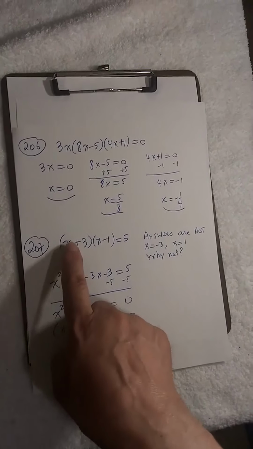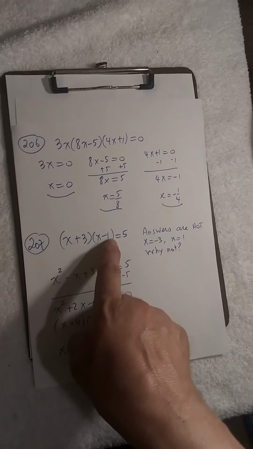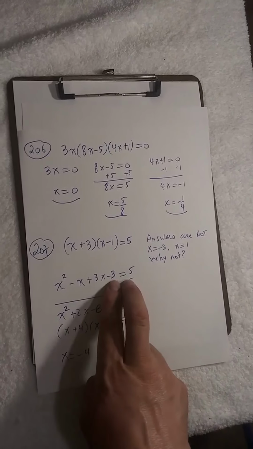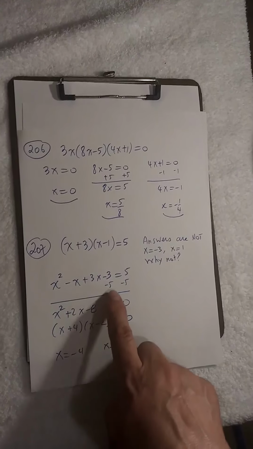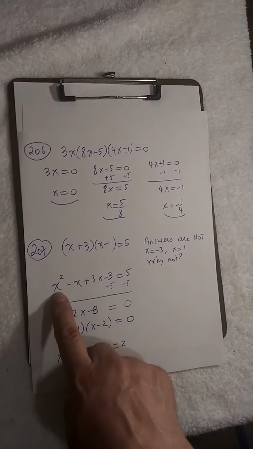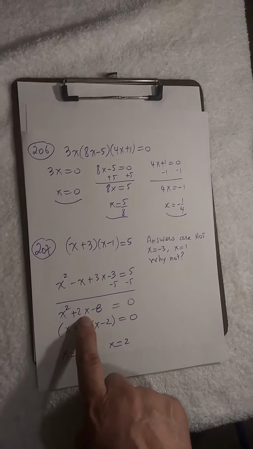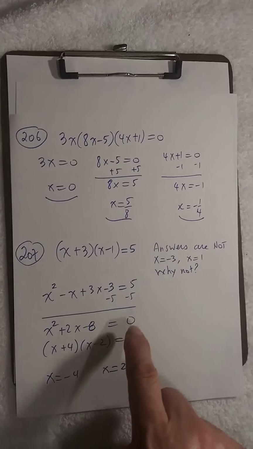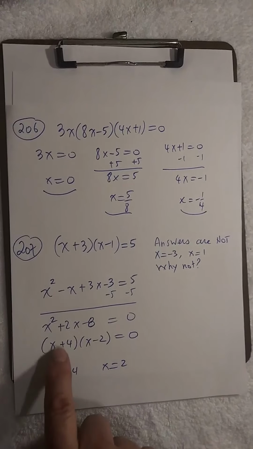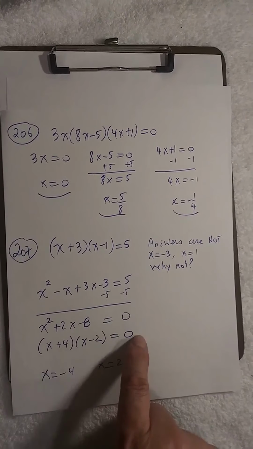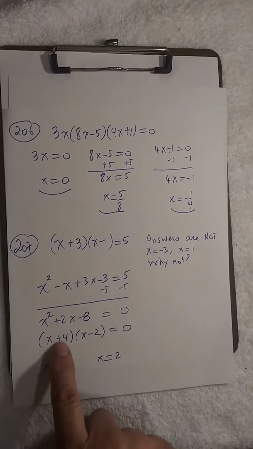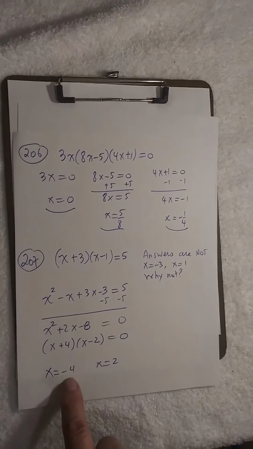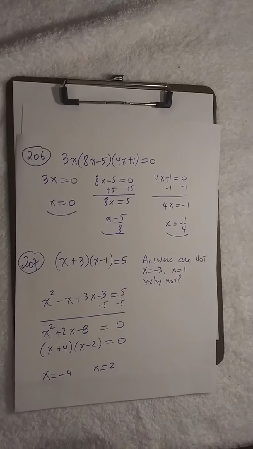So let's FOIL it. x times x is x squared. Minus x plus 3x plus 3 times minus 1, which is minus 3, equals 5. Subtract 5 from both sides. So x squared plus 3x minus x is plus 2x. Minus 3 minus 5 is minus 8, equals 0 on the right side. Factor this, so this will be x plus 4 times x minus 2 equals 0. Now we can use the rule. x equals negative 4 and x equals 2. So the solutions are minus 4 and 2 in this type of example.